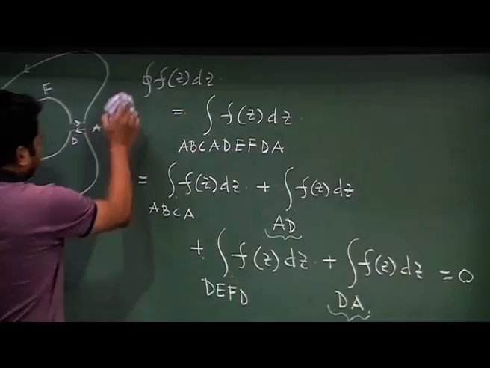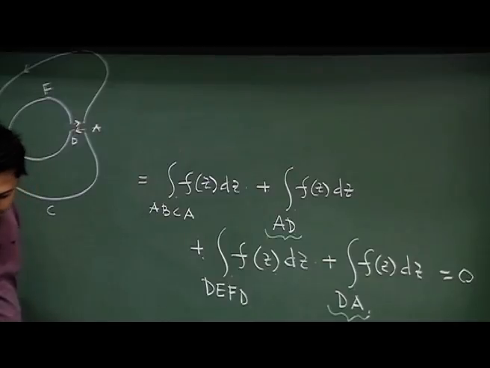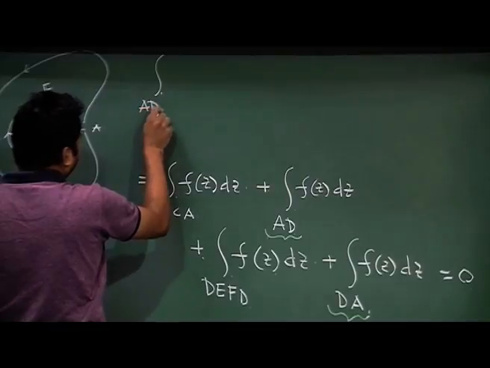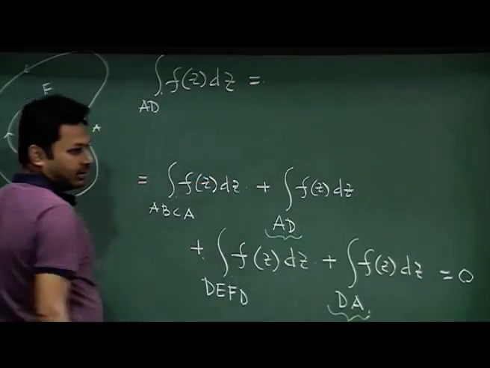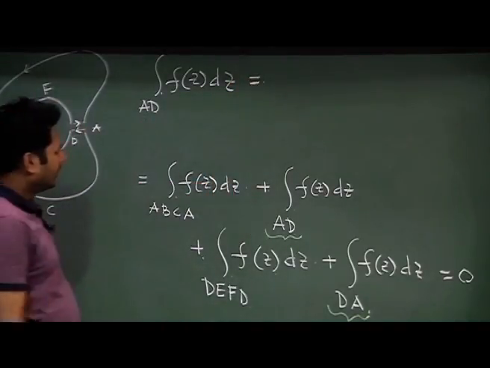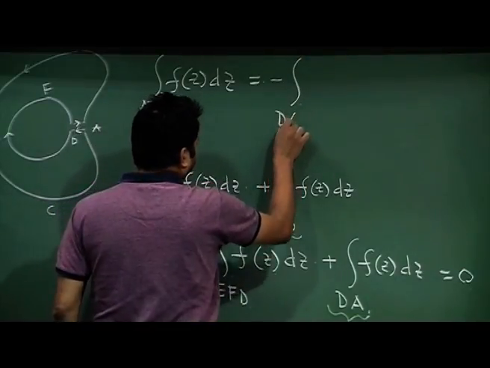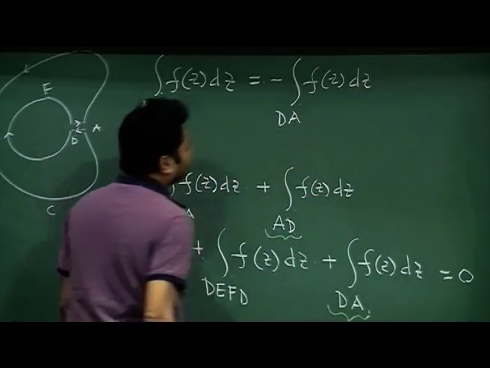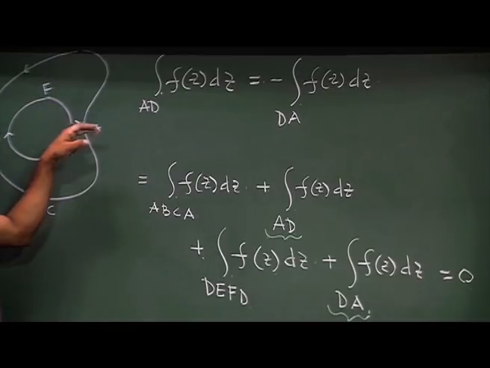So, this second and fourth integration, let me erase this, are opposite to each other. So, that means integration of AD f(z) dz is equal to minus of integration dA f(z) dz. It is a negative one, because for this integration it is going A to D, and for the other integration it is going D to A, the opposite direction.